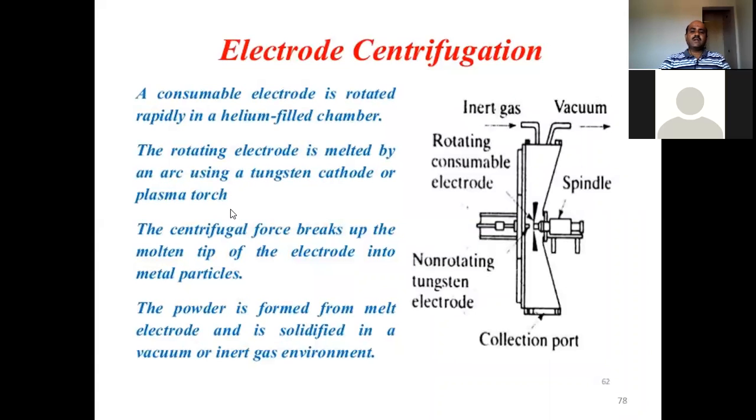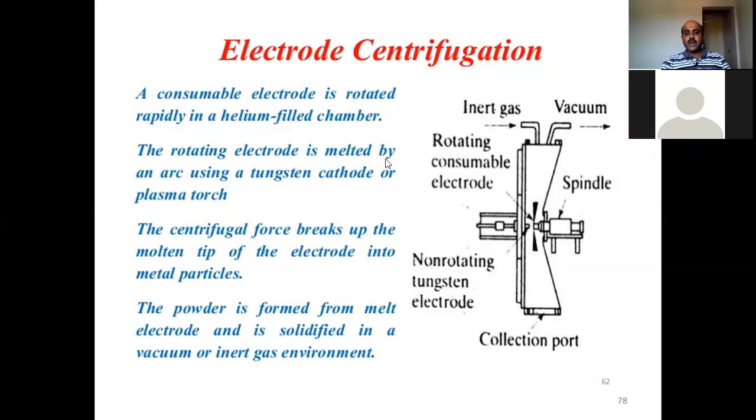So what happens in centrifugal atomization? A consumable electrode is rotated rapidly in a helium-filled chamber. This is the consumable electrode that I am showing here. A consumable electrode is rotated in the helium chamber. It is the inert gas chamber here.